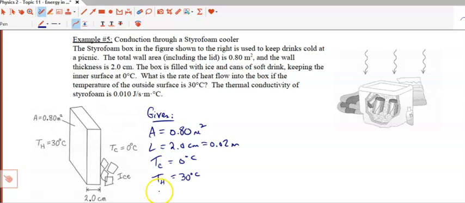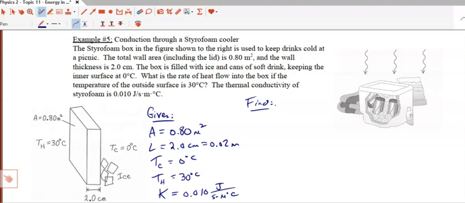We're also told the heat conductivity, right? Thermal conductivity, not C. I've just been thinking about specific heat for some reason. Conductivity, K, right? Thermal conductivity is given as 0.010 joules per second times meter times degrees Celsius, or it could be Kelvin.